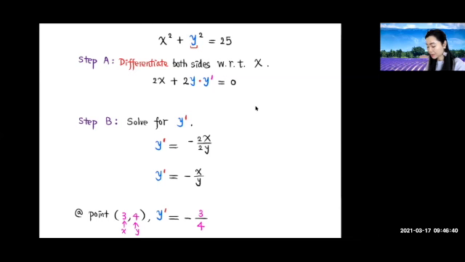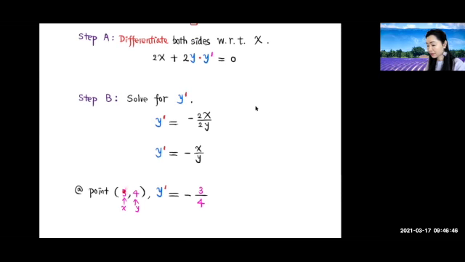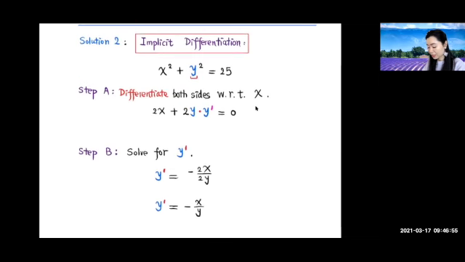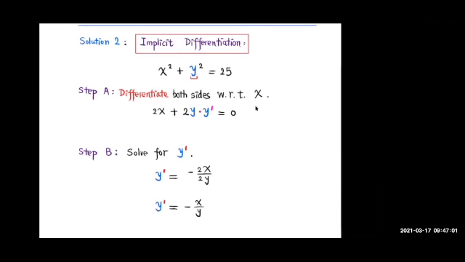The first step, differentiate both sides with respect to x. Second step, you solve for y prime, and then you can just go ahead and substitute the x and y value of the point on the curve, and you can find y prime right here. Okay, so that's called implicit differentiation. Implicit, because you didn't solve for y explicitly, right? So it's called implicit differentiation.